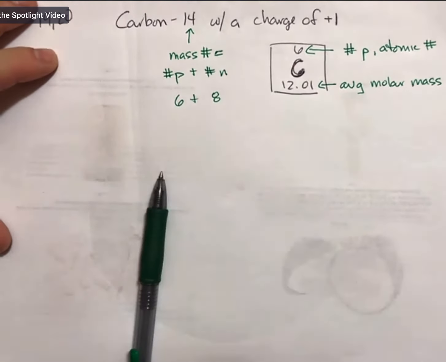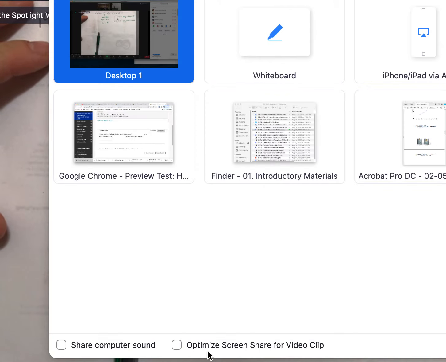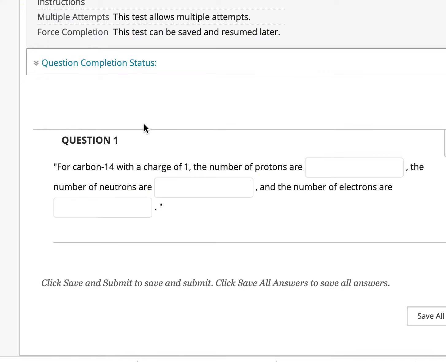So let's see, back to the problem statement. For carbon 14 with a charge of +1, the number of protons are 6, the number of neutrons are 8, and the number of electrons, yes, the number of electrons. Well, if it's +1, that means that there must be more protons than electrons. So if there are 6 and it's a +1, then there must be 5 electrons.